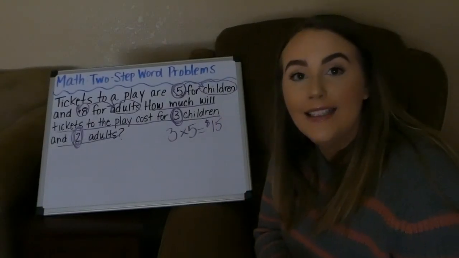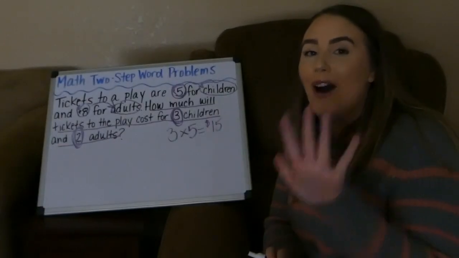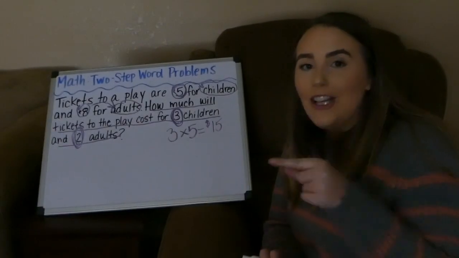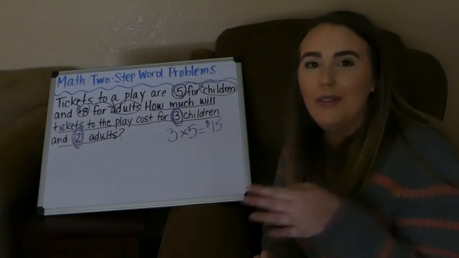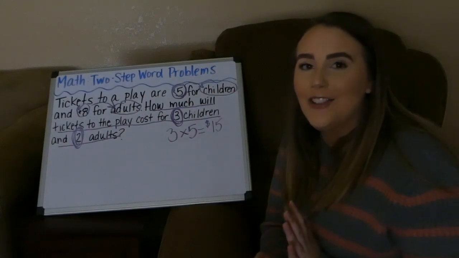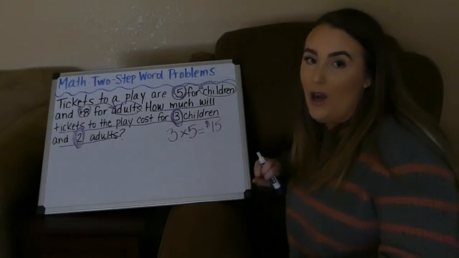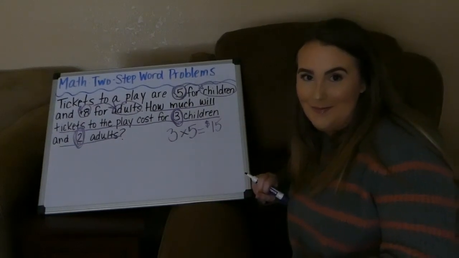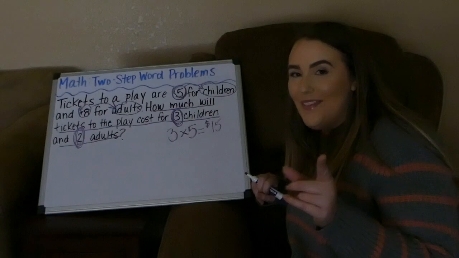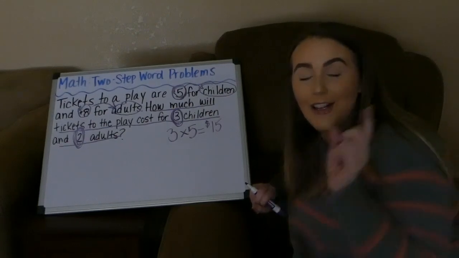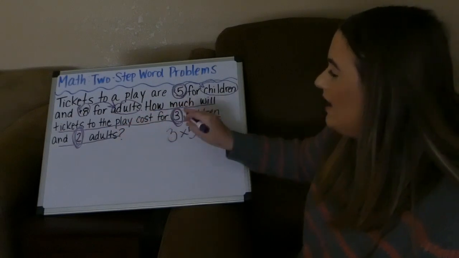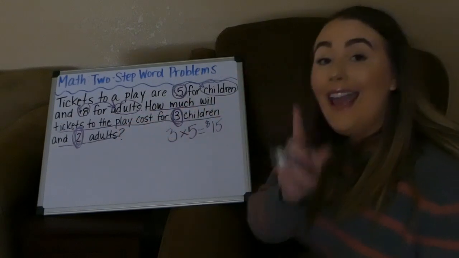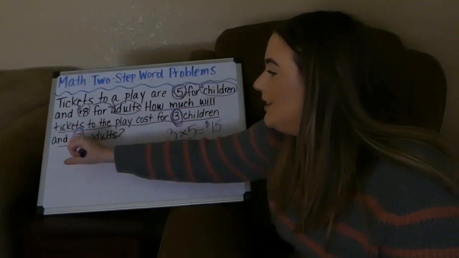Now am I done? I would like you to pause the problem here. Talk to those around you, mom, dad, sibling, dog, whatever you have around you. Do you think that this is where the problem ends? Okay, I hope you're back and I hope you said no, because remember, we need to figure out how much it costs for the 3 children and the 2 adults.